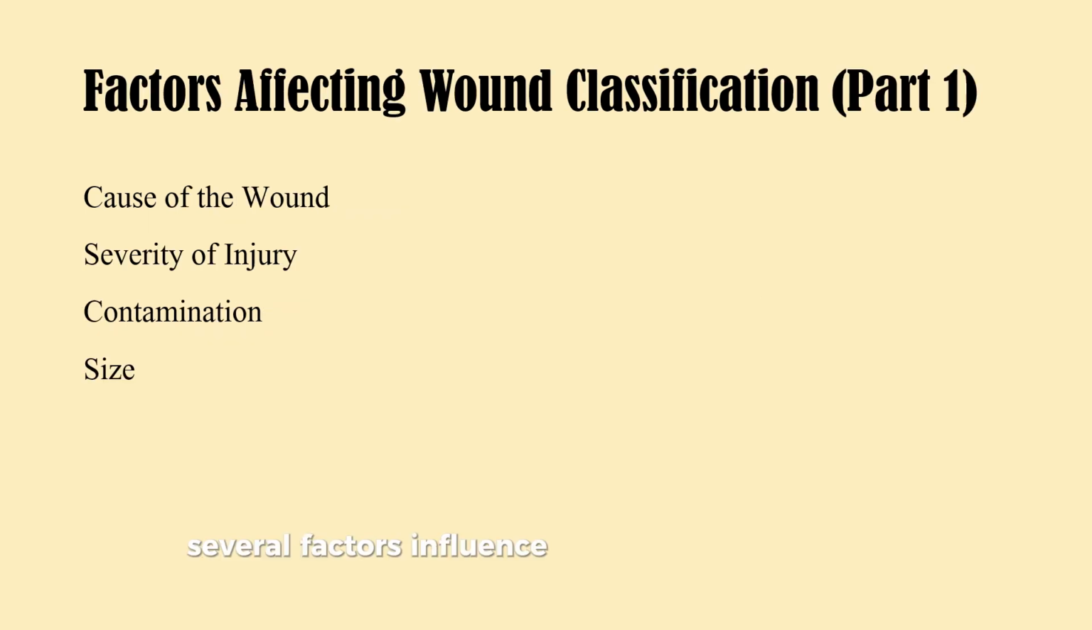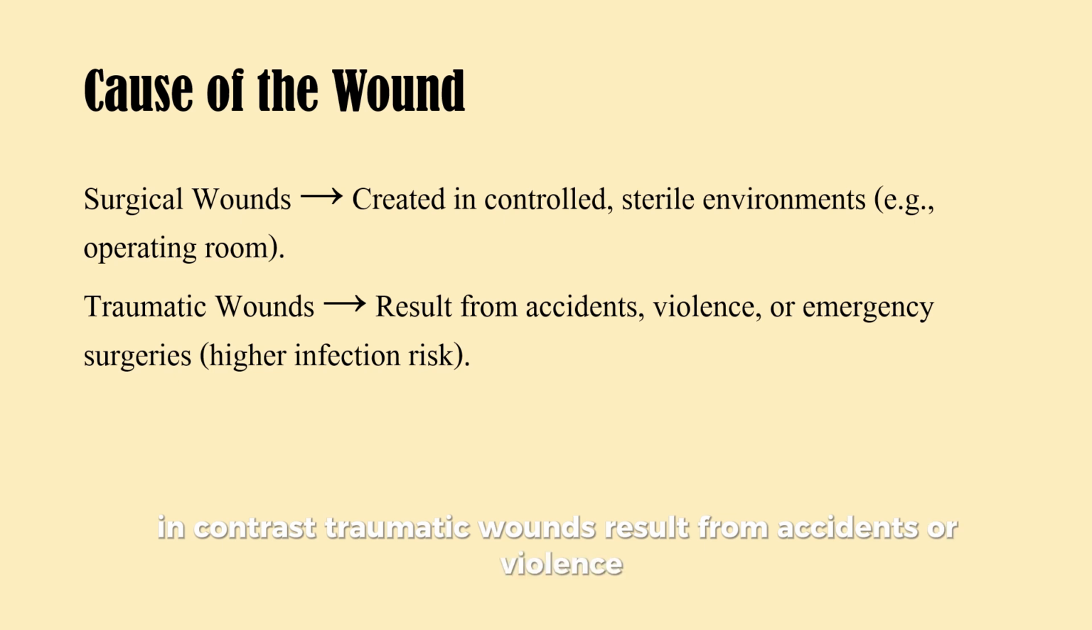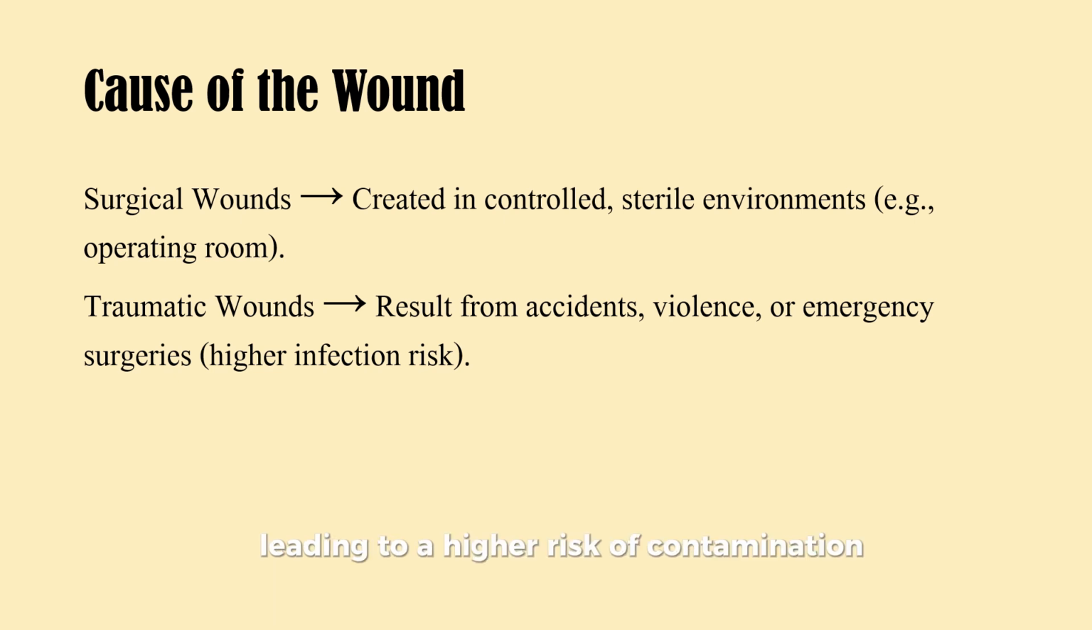Several factors influence how a wound is classified, including the cause of the wound, the severity of the injury, the level of contamination, and the overall size of the wound. When considering the cause, surgical wounds occur in a controlled, sterile environment, such as an operating room. In contrast, traumatic wounds result from accidents or violence, leading to a higher risk of contamination.